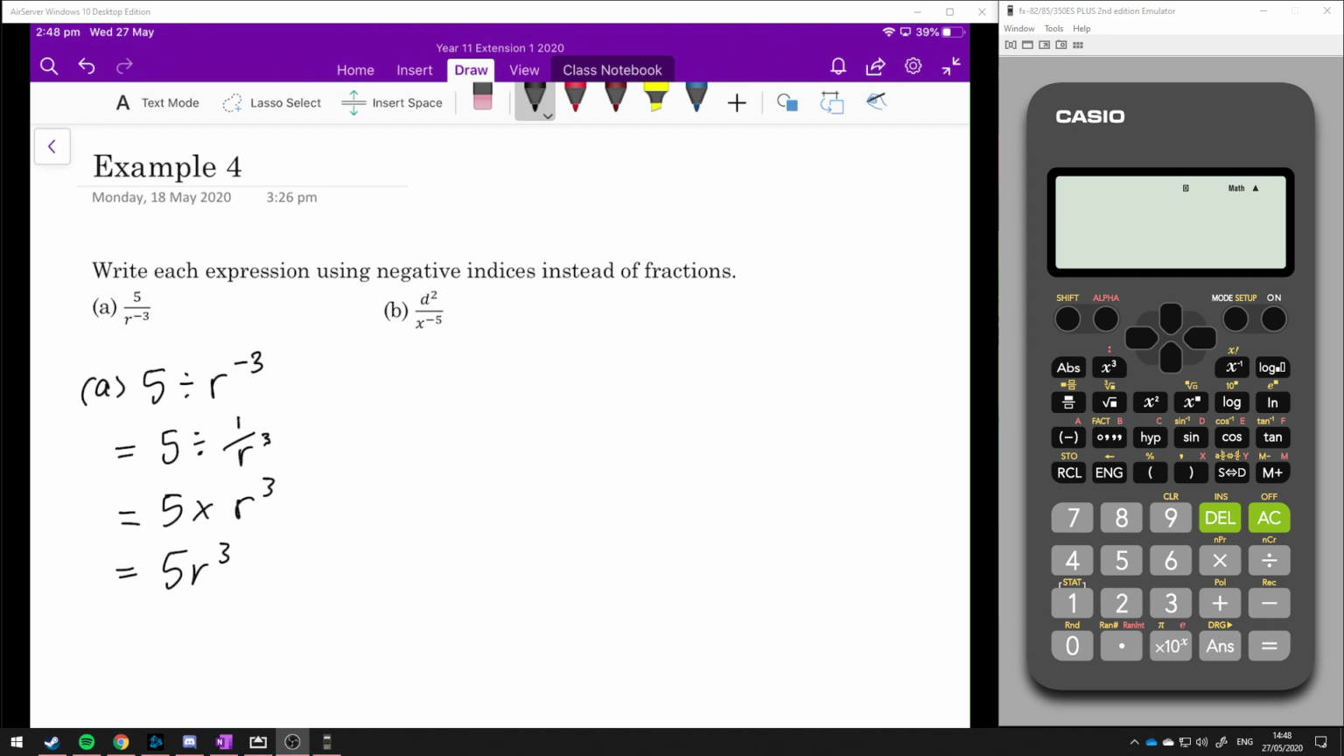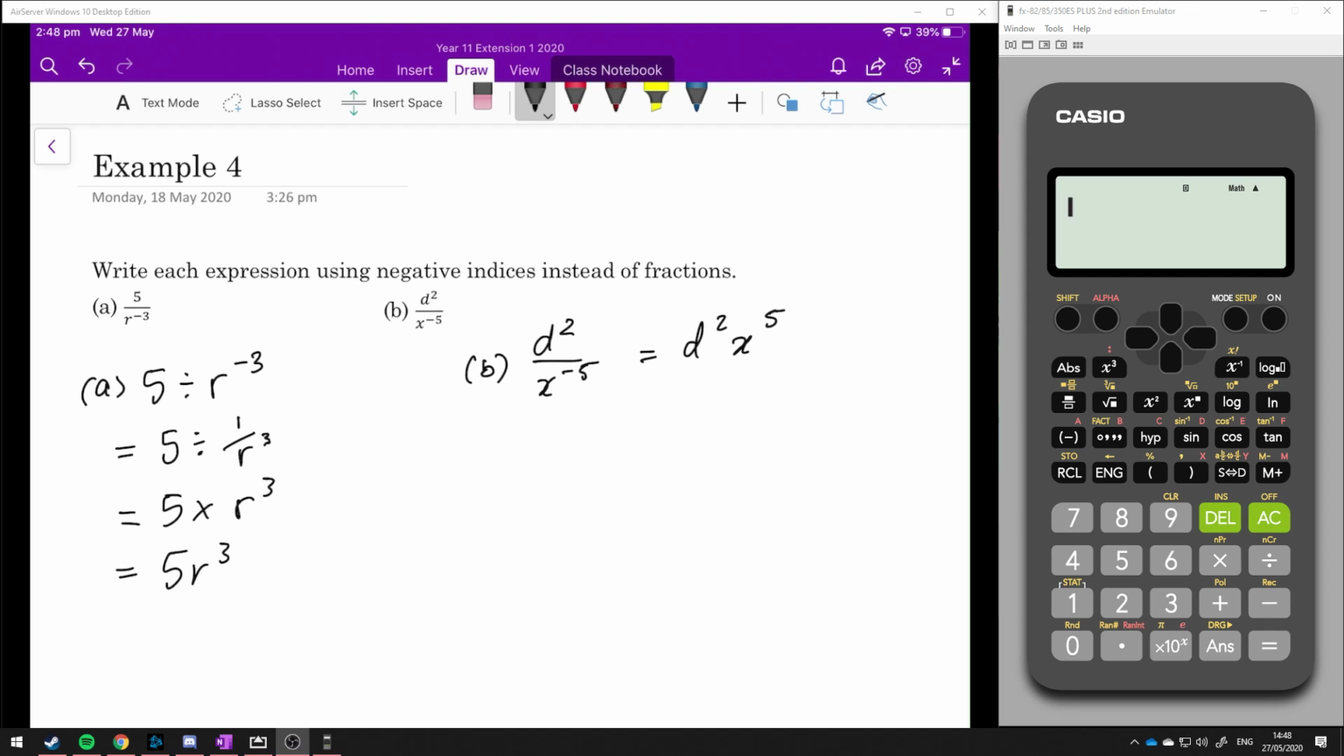So the shortcut is that whenever we have a negative index, you just swap the position it's on. If it's on the bottom of a fraction, you put it on the top. If it's on the top of the fraction, you put it on the bottom. So let's apply that to this one. We've got d squared over x to the negative 5. This is just the same as d squared x to the power of 5, so just putting it on the top of the fraction with the positive value of that index.